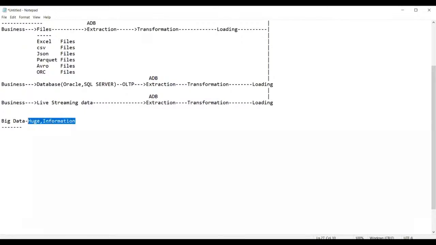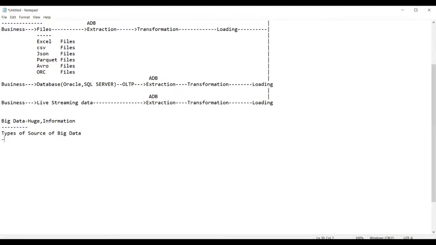So huge information or massive information is called big data. Where you have a massive amount of information, that is called big data. Ultimately, we get the big data from all these businesses. But what are the sources? Let us see. Actually, types of sources of big data.